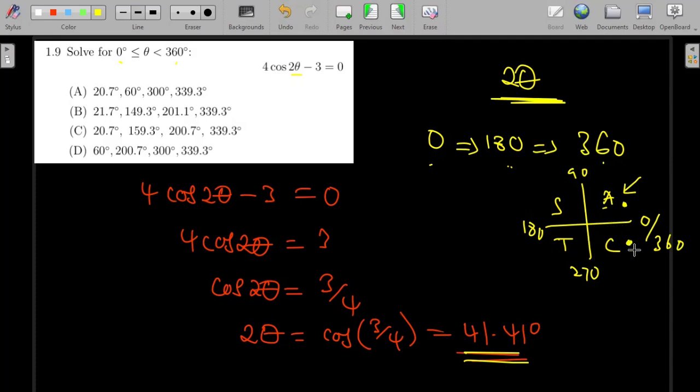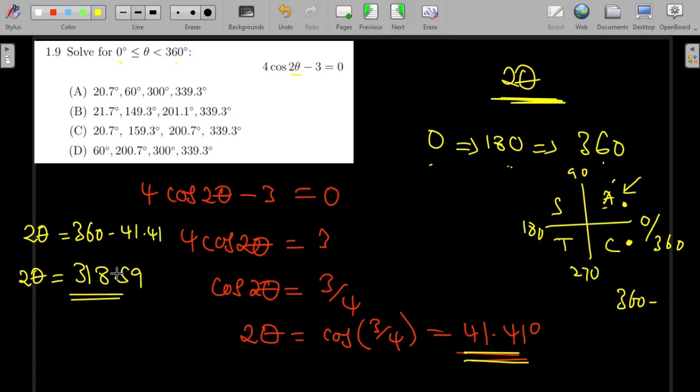So how do you find the angles in the fourth quadrant? You do 360 minus the angle that you find in the first. So my other 2 theta will just be equal to 360 minus this angle in the first quadrant. So let's do that. We have 360 minus 41.41. So that gives me 2 theta equals 318.59. So that is what I have.